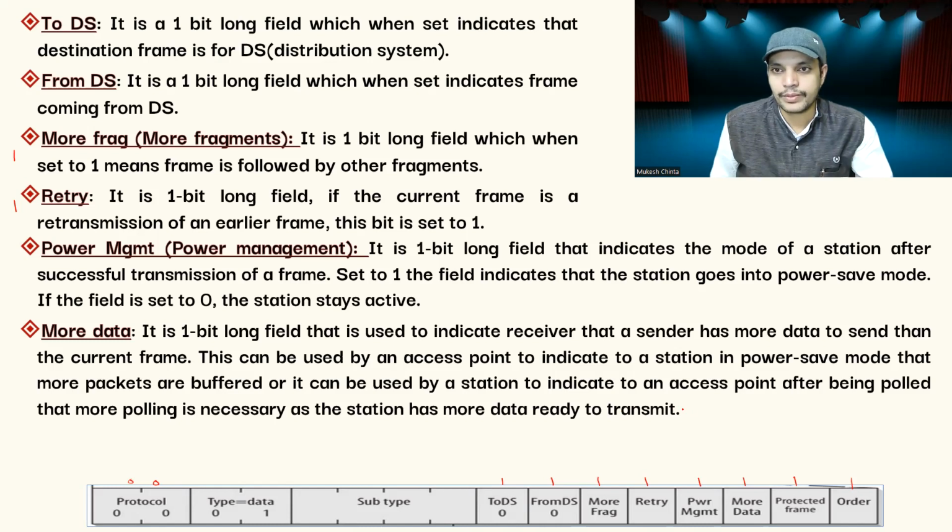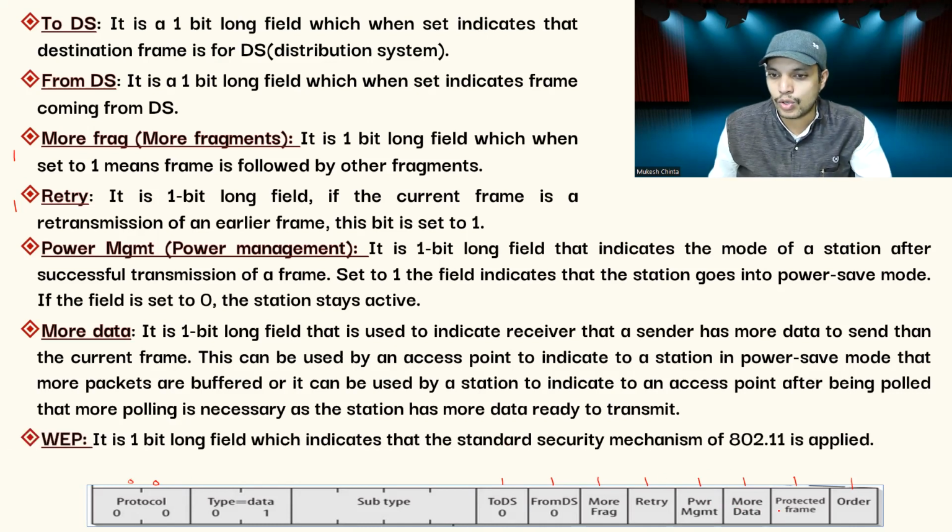So in simple terms, if I'm setting this more data bit to 1, I'm indicating that there is more data which is to be transmitted. So if I'm going to tell the access point, please poll me back again because I want to send more data, or even the access point conveying to the station that there is more data destined to you, so please be active. This is the field that we use for this, more data, and it is followed by the protected bit.